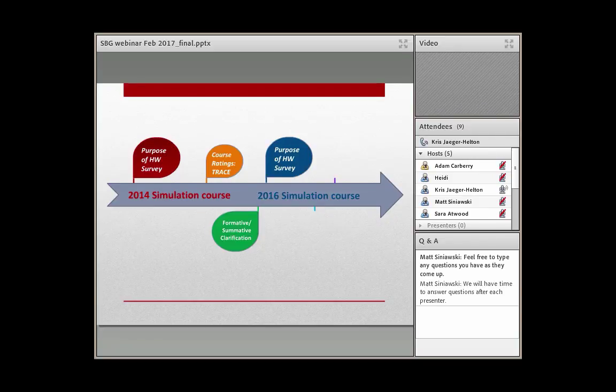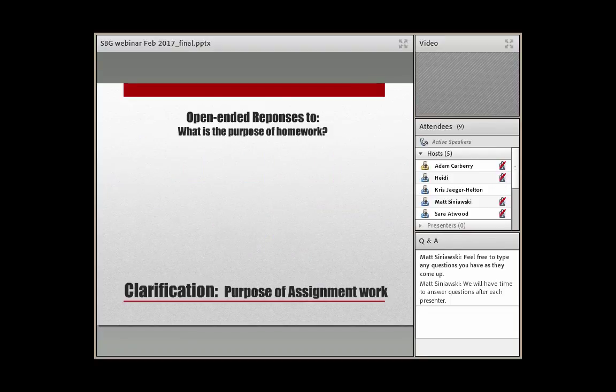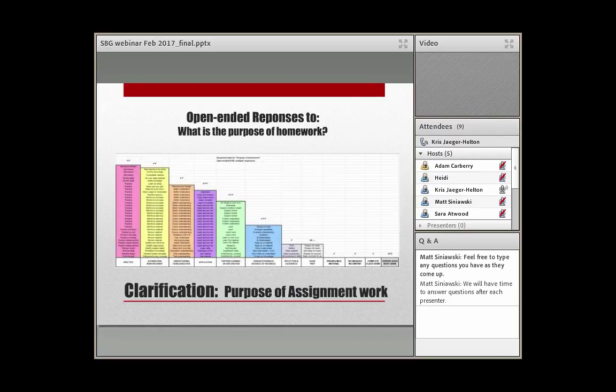But I did that clarification at the beginning of the course. Then I did the purpose of homework survey shortly after that. I started to use some standards-based grading in the simulation course. Not full on, because the capstone course was my real goal, and it was a little bit easier to start at the beginning of capstone. And then we can look at the course ratings again for TRACE.